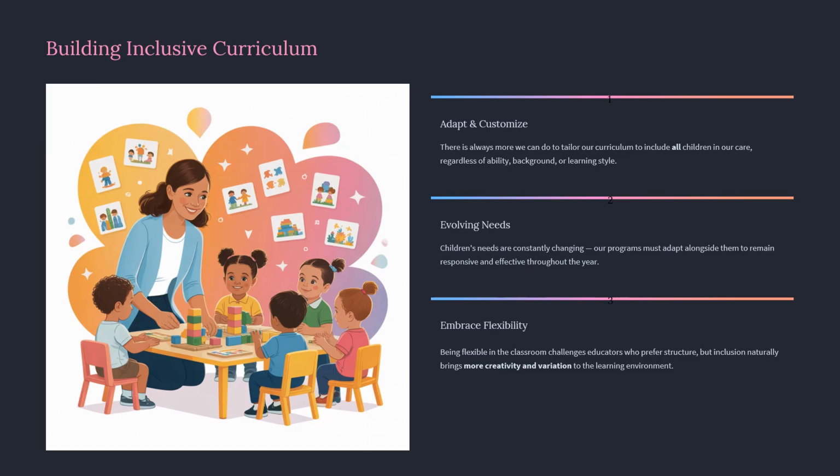Finally, we must be willing to embrace flexibility. For some educators, this can be challenging. Many of us like our lesson plans neat and predictable, but inclusion naturally invites more creativity and variation into the classroom. It might mean taking an unexpected learning detour because a child shows deep curiosity about a topic, or finding multiple ways to approach the same concept so everyone can engage. Flexibility doesn't mean we lose structure. It means we allow room for the diverse ways children learn, explore, and express themselves.